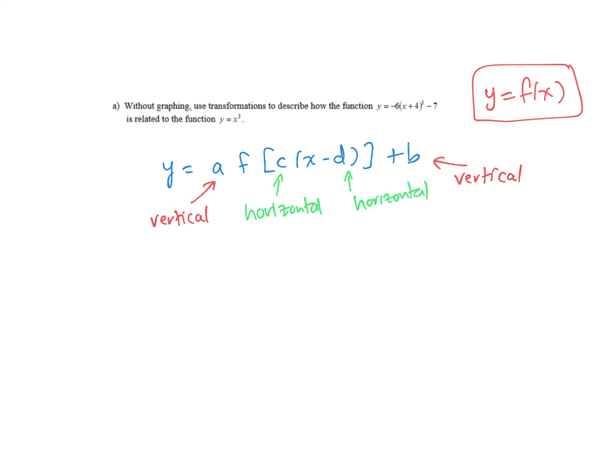So that's the first thing. Is it inside the function or outside? Inside the bracket or outside? Outside is vertical, inside is horizontal. The second thing to look at is the operation. Is it multiplied, or is it added or subtracted?